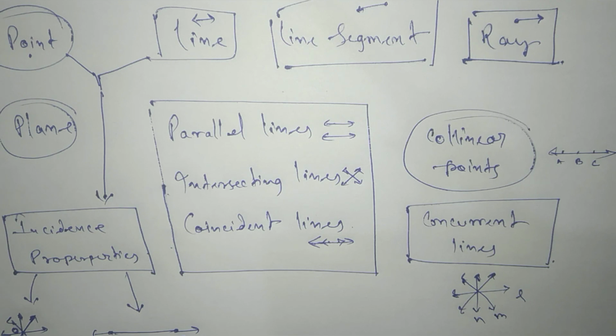Namaste student. Today we're going to see some basic geometrical concepts. Here we have some terms like point, line, line segment, ray, plane, parallel lines, intersecting lines, coincident lines, concurrent lines, collinear points, incident properties. There are two properties. We're going to see all this.